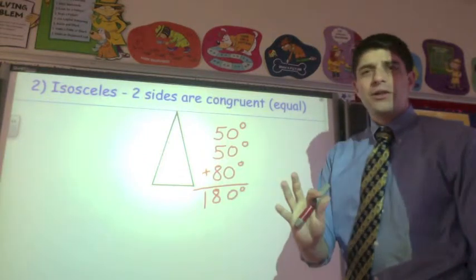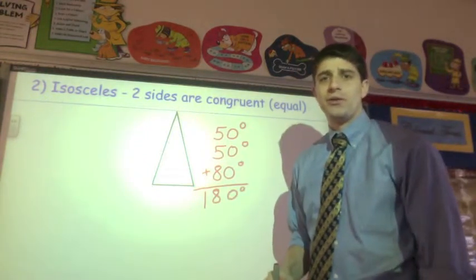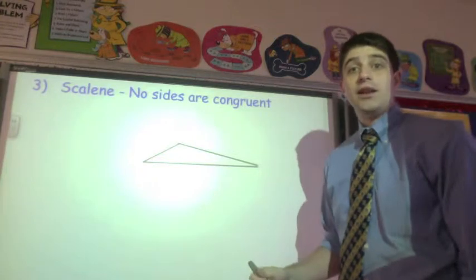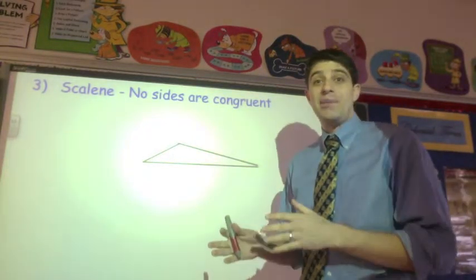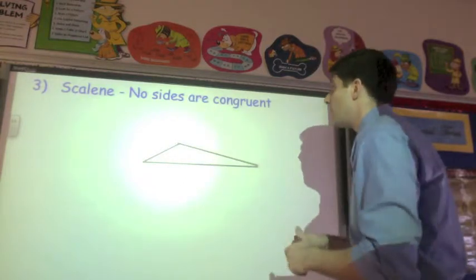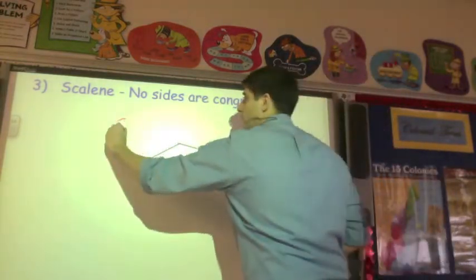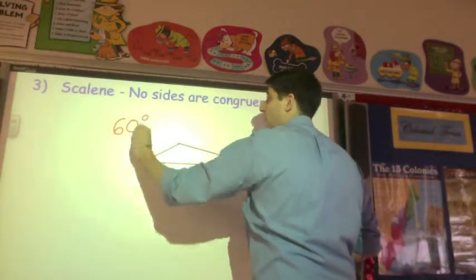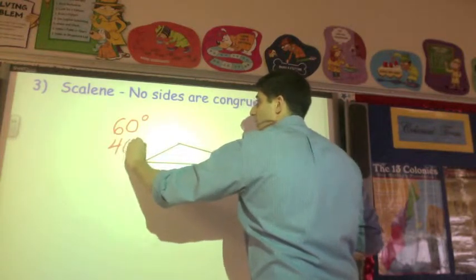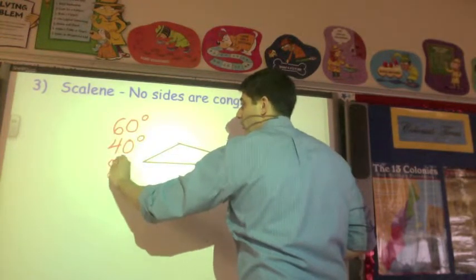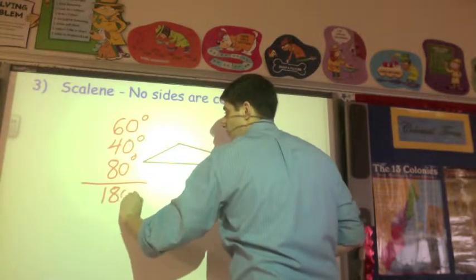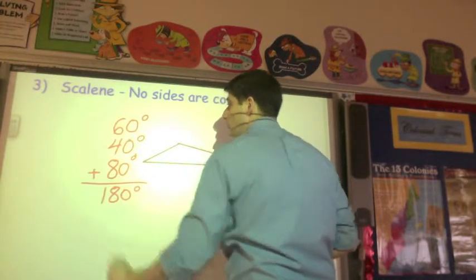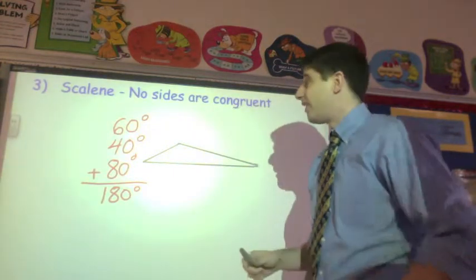And finally, the third way we can classify triangles by their length, we call them scalene, where no sides are congruent or where no sides are equal. They don't have the same measurement. So this may be, one angle may be 60 degrees, another angle may be 40 degrees, and the third angle may be 80 degrees, which gives me a total of 180 degrees.